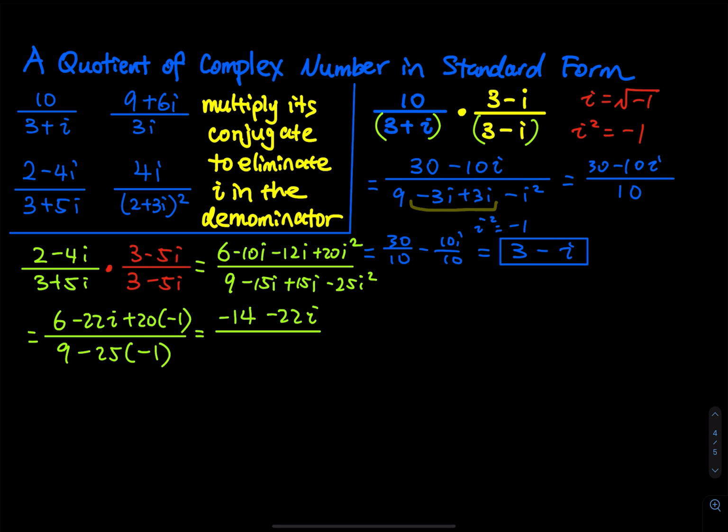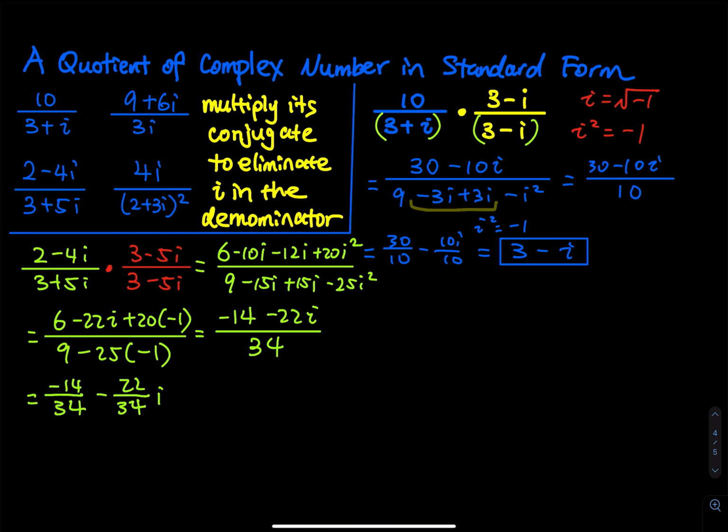And then the denominator, you have a 9 plus 25, which is equal to 34, right? And then what else can we do? At this point, there is no more i in the denominator. So negative 14 divided by 34, and then minus 22 divided by 34i.